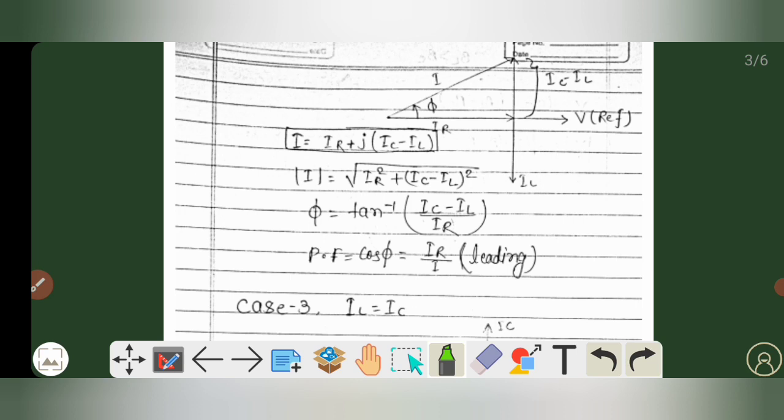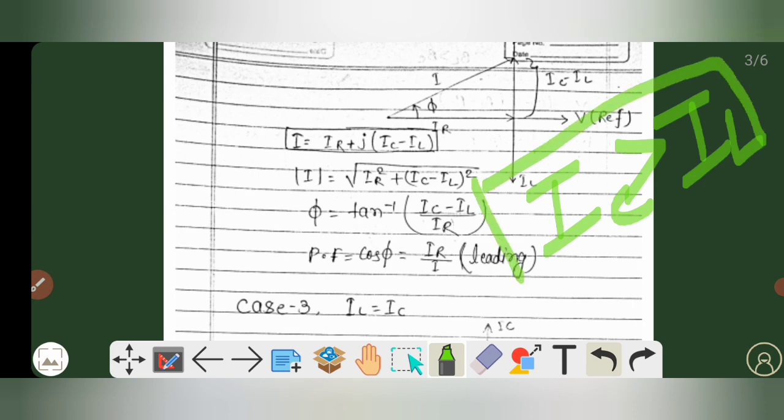If you want to calculate its magnitude, then that will be equal to root under IR square plus (IC minus IL) whole square. In the same case, if you want to calculate the value of tan phi from this triangle, it comes out to be (IC minus IL) by IR. From here we can easily calculate cos phi, that is the power factor. Here the capacitive current IC is greater than IL.